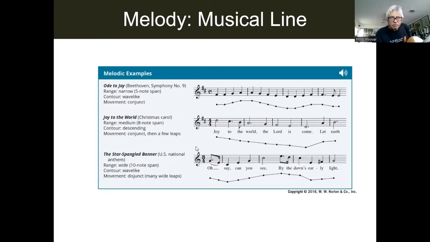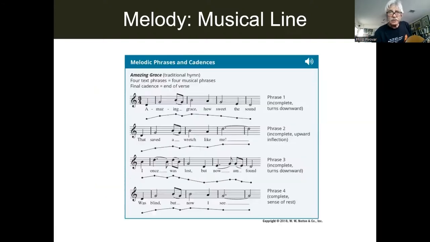Doesn't have any leaps. Now this one, the Star Spangled Banner, is a very difficult song to sing because it is disjunct, right? It jumps all over the place, and it also has a very large range. Wide. So even this little example has a big span of notes, and they show you the shape of it. So we say that is disjunct because it jumps all over the place.